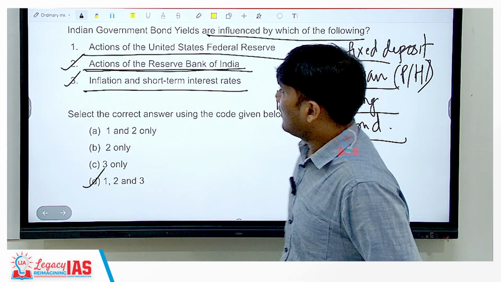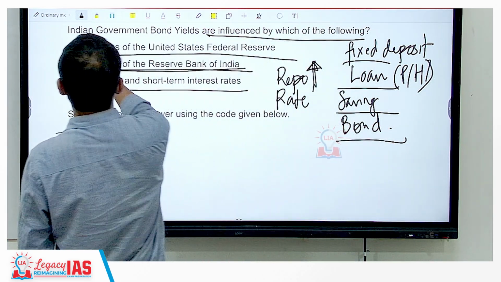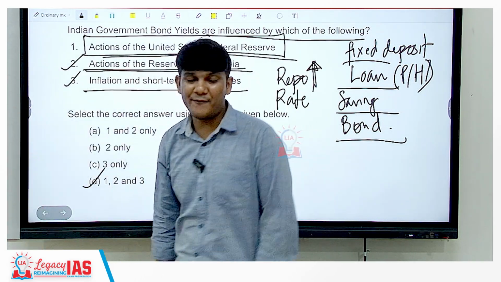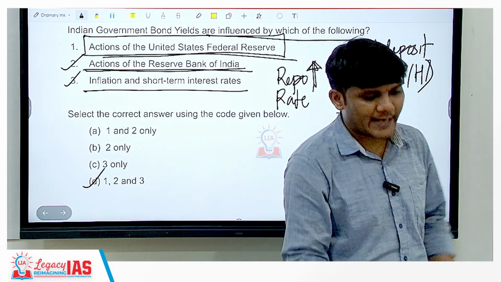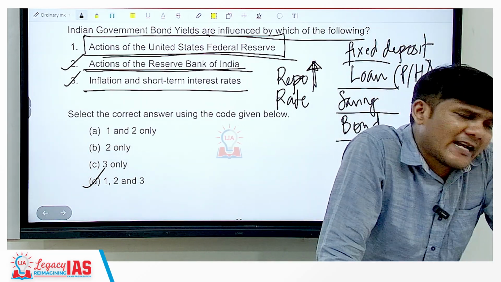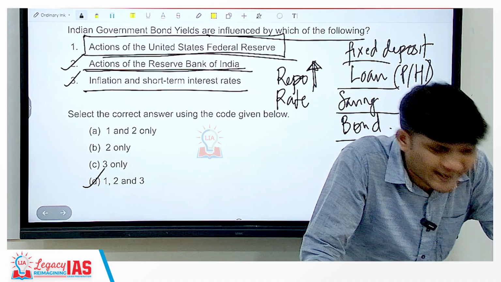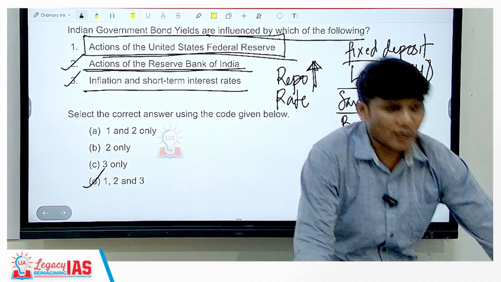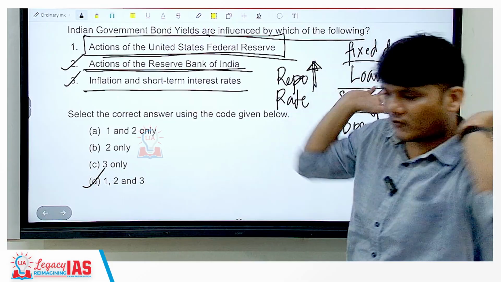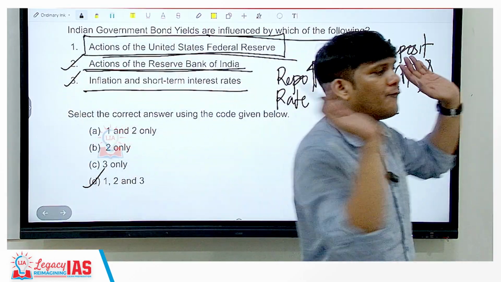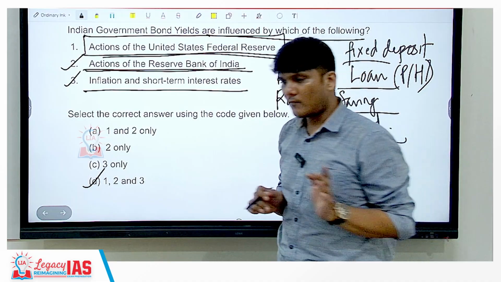Now, the first one, actions of the United States Federal Reserve. This will also affect, not directly but indirectly. How will it affect? If the Federal Reserve is providing a very high interest rate in the USA on the bonds or on any other deposit, people would want to invest in the US. So money from India and every other country will fly away to the US, right?